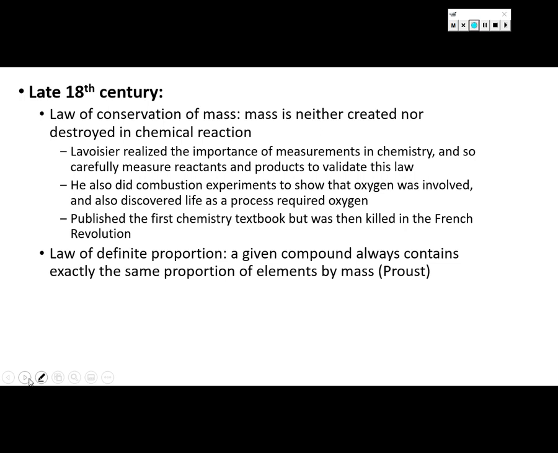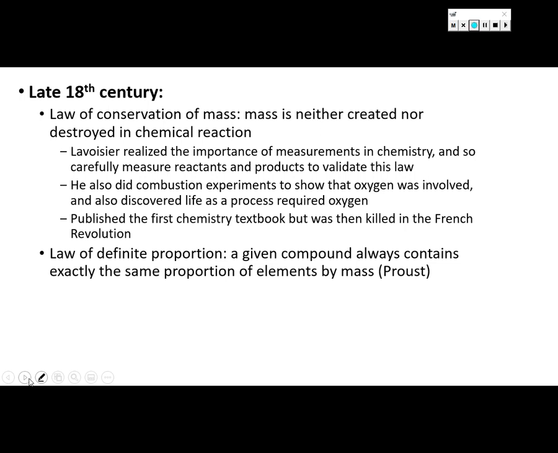So Lavoisier is considered more on the chemist side. So he is attributed with publishing the first chemistry textbook, but then he was killed in the French Revolution. So, he didn't escape that. But essentially he proved the law of conservation of mass.